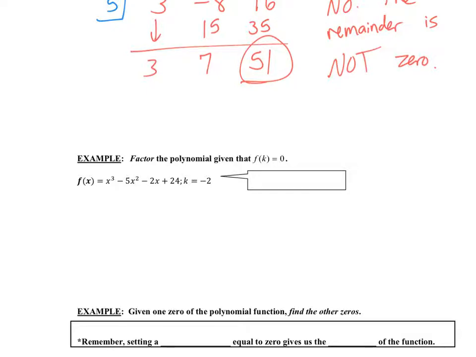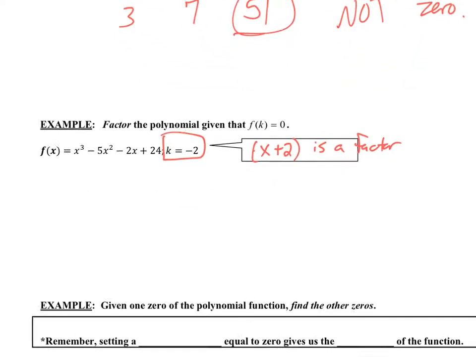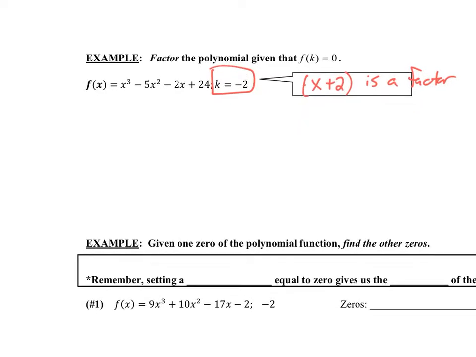If we check the next one, it says factor the polynomial given that f of x equals 0. So we were just asked, is it a factor? And we said no. Now they're saying we know that this is a 0. So now we've got to find the other factors. So I just want to point out that if negative 2 is a 0, this means x plus 2 is a factor. If negative 2 is a 0, that means x plus 2 is a factor. Because again, when we put it in parentheses, it becomes the opposite.